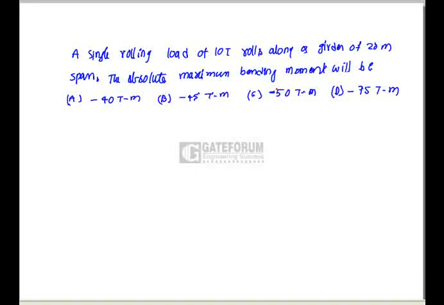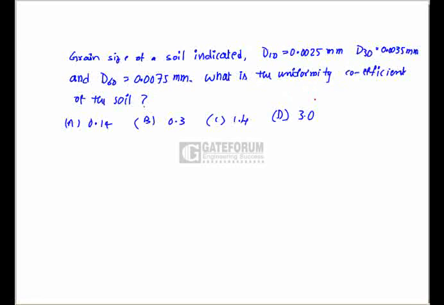The absolute bending moment for a girder with a 10-ton roller with a span of 20 meter is 50 ton per meter. It is in the negative direction, so the minus symbol is going to be there. Option C is correct.